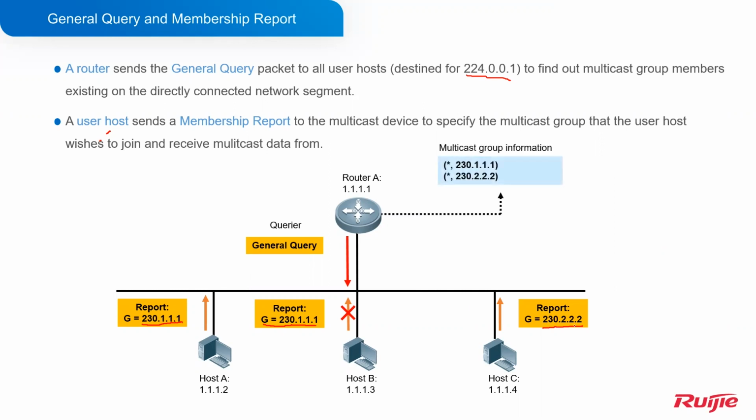After receiving these reports from hosts, the router will generate a multicast group information table, you can see. For this entry, the first part should be the source, and the second part is the group, so we call it an SG entry. But since this is the ASM model, we don't need to specify which source we need. So here we use a star mark to represent that we don't need to specify which source we need.